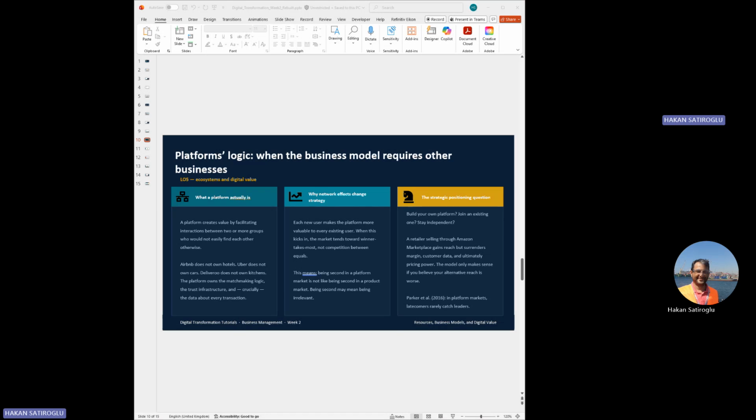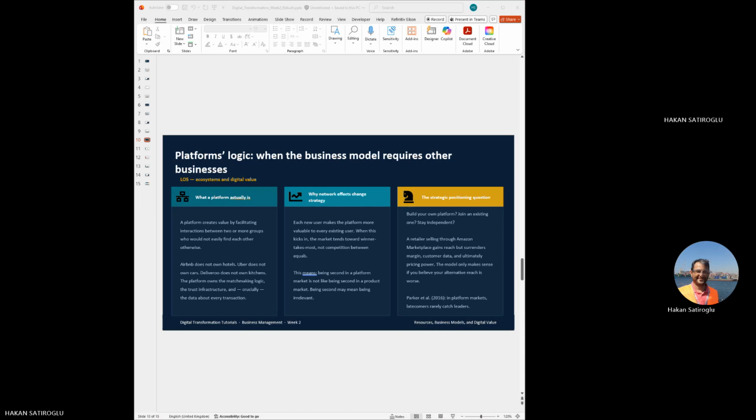These platforms don't have any cars for Uber, they don't have any property for Airbnb, and they don't own the product for Amazon Marketplace. So they don't participate in the market in a direct way. These organizations start to shape how the market works, who gets seen, what gets recommended, and what data is collected from every transaction.